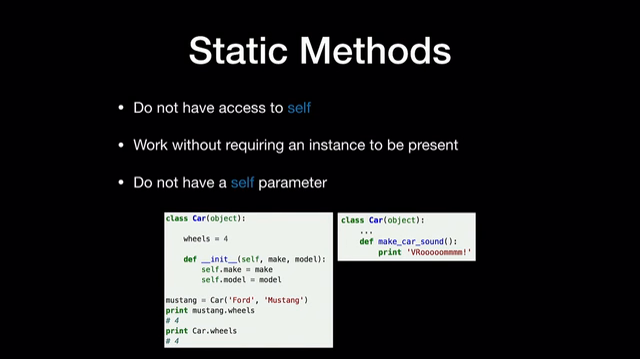So for example, I can simply do Car.makeCarSound(), and it will print vroom. I don't need to first say Mustang equals Car and then go through that whole process, because this is not an instance method, it's a static method. So instead of saying Mustang equals Car and then Mustang.makeCarSound, I can simply do Car.makeCarSound and it will print out vroom.